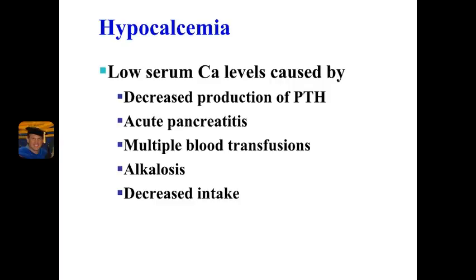Citrate, remember we said that blood clotting uses calcium. So when you put the citrate into the packed red blood cells, it binds to the calcium, and that prevents blood clotting while it's in the bag. When you give it to the patient, it's got citrate in it, which can bind to the patient's calcium, which in turn can lower the patient's calcium levels. Alkalosis can cause hypocalcemia, and decreased calcium intake can also cause hypocalcemia.